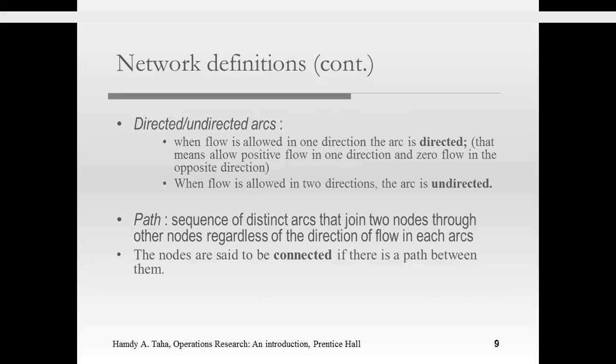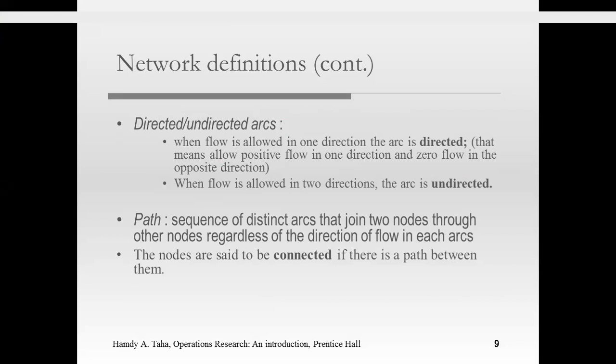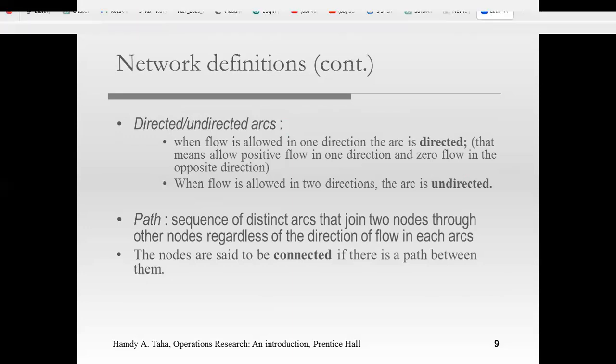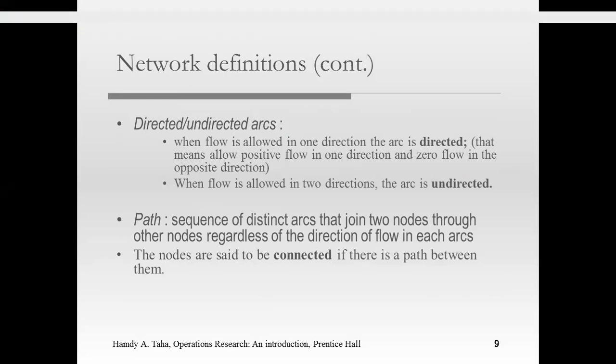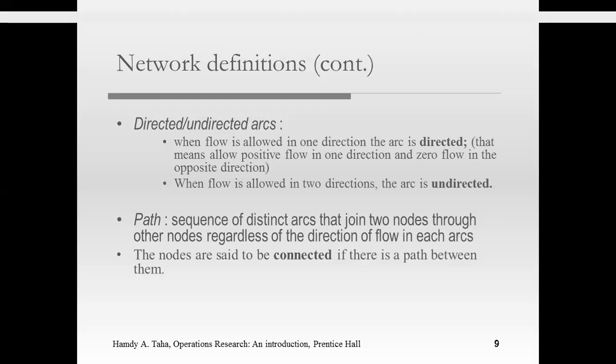Okay, and the next is about the arcs themselves. Arcs are divided into 2 types, directed or undirected. Directed if there is only one direction. One direction means positive flow in one direction and no flow, or zero flow, in the opposite direction. But arcs can also be undirected, allowing flow in 2 directions. From i to j positive, from j to i also positive. That is undirected.